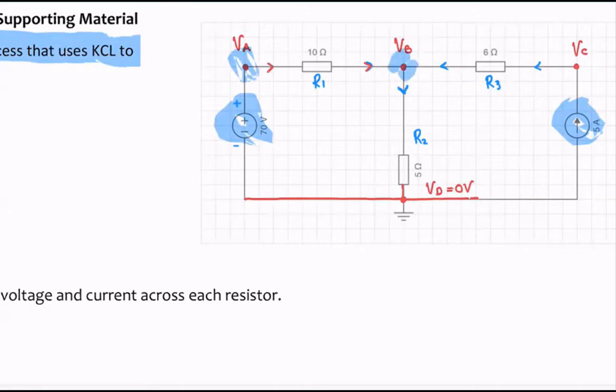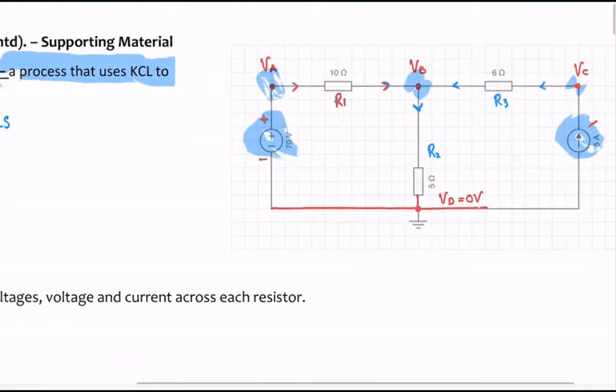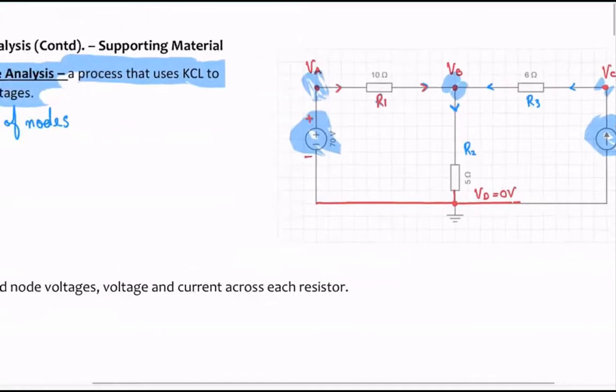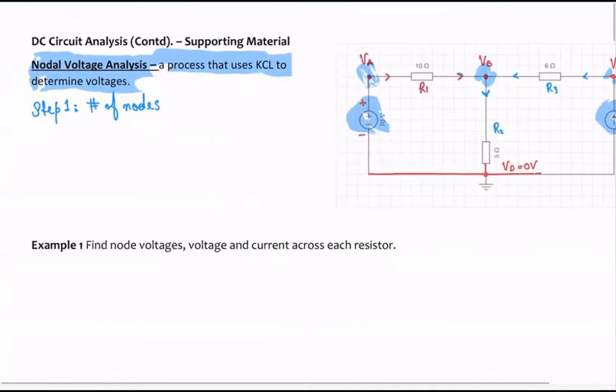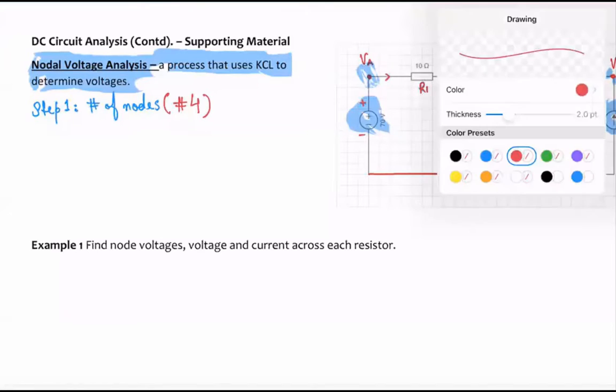If you look at the node VA, that connects the battery over here with this R1, correct? Similarly, if you look at this node right here, VC, that connects R3 and the current source over here, correct? So we basically have 4 voltage nodes here. So I'm just going to say number of nodes, number 4. Let's now move on to the second step.